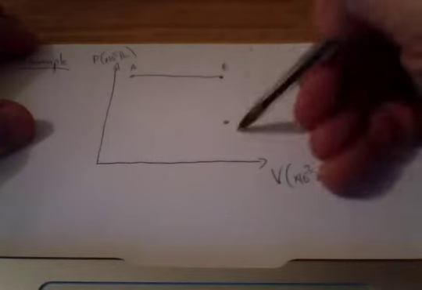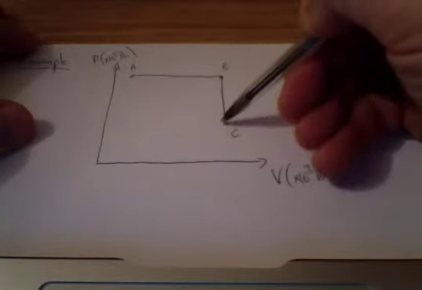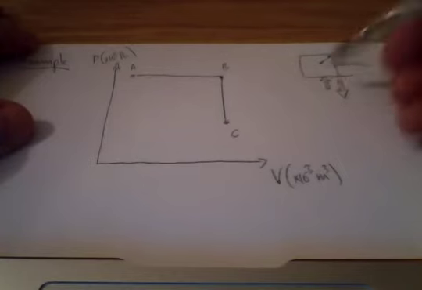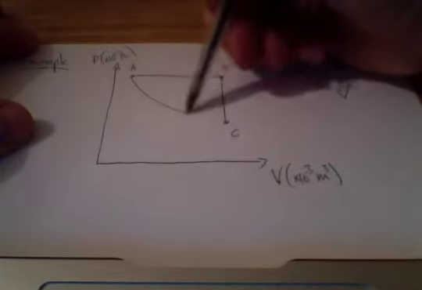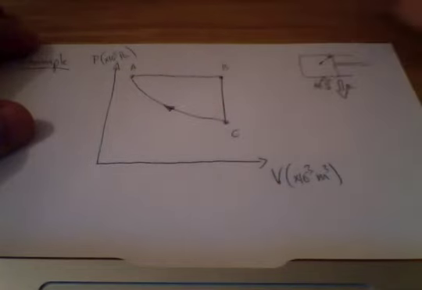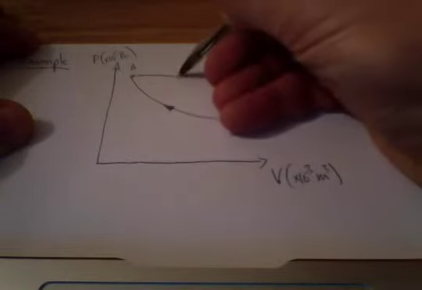Then from point B to point C, we have a drop in pressure, though no change in volume. So at that point, heat must be removed from the system. So this is AB, whereas this is BC. And then it undergoes a compression from the movement C to A. So then you're undergoing no heat change at all, but the piston's moving in again. Okay, so there's our cycle.